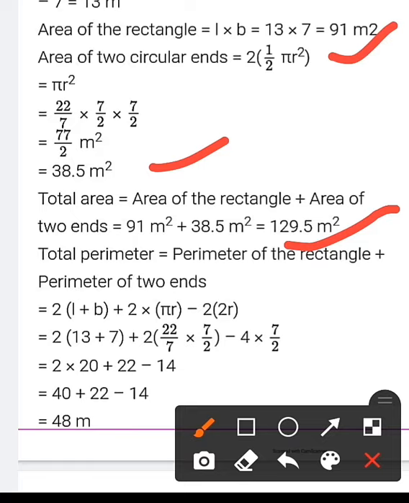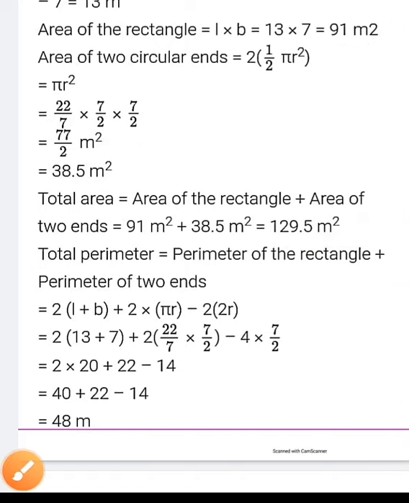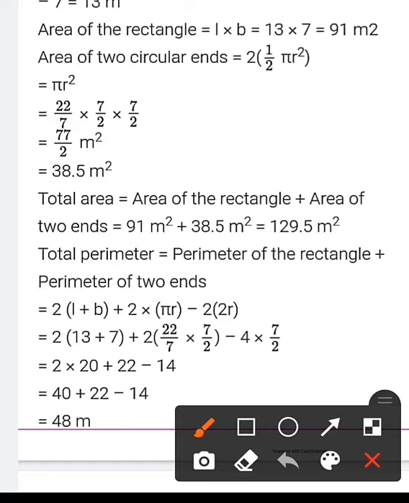Okay, so first of all, for finding total perimeter, again we have to add perimeter of rectangle plus perimeter of two circular ends. जैसे हमने एरिया में किया वैसे ही पेरीमीटर के लिए भी करना है. तो टोटल पेरीमीटर निकालना है, तो टोटल पेरीमीटर के लिए वापस पेरीमीटर ऑफ रेक्टेंगल करेंगे प्लस पेरीमीटर ऑफ टू एंड्स. सो नाउ वी आर डूइंग बोथ कैलकुलेशन टुगेदर. दोनों को अलग अलग करके भी आप ऐड कर सकते हो या साथ में भी कर सकते हो.